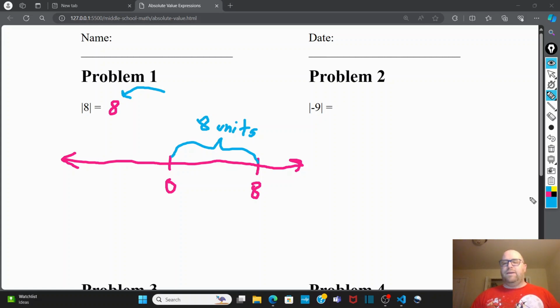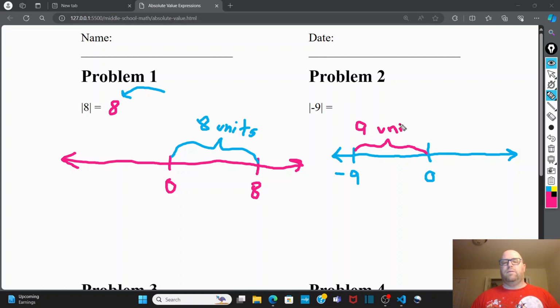So following that, what is the distance negative 9 is away from 0 on the number line? Let's draw a number line here. We have 0 here. Negative 9 is to the left of 0 on the number line. And how far away from 0 is it? Well, it's 9 units. So the absolute value of negative 9 is just 9.